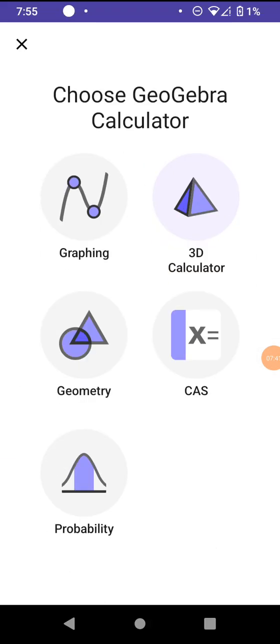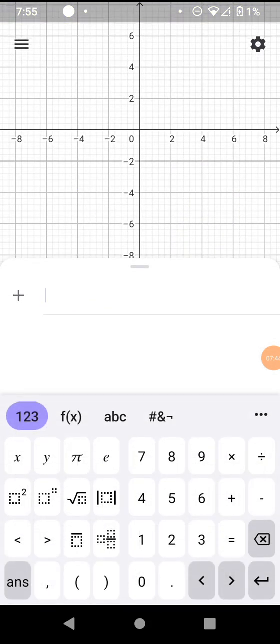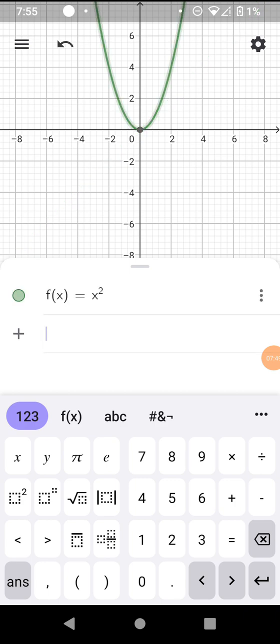Switch calculator, graphing, x squared. Find f prime of 2. e to the x. With that one, find f prime of 1.